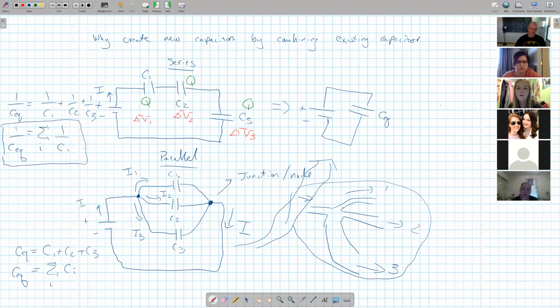Now, in parallel, it turns out that this one, and this one all have the same amount of potential difference. So the potential difference across here is the same as the potential difference across here, which is the same as the potential difference across here. But since all of the capacitances are different, what that means is that the charge on this plate is different than the charge on this capacitor, which is different than the charge on this capacitor.